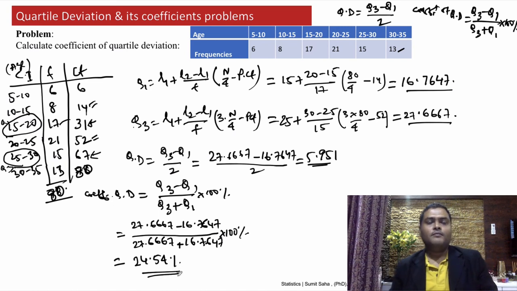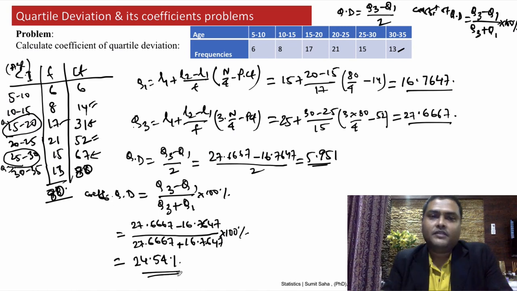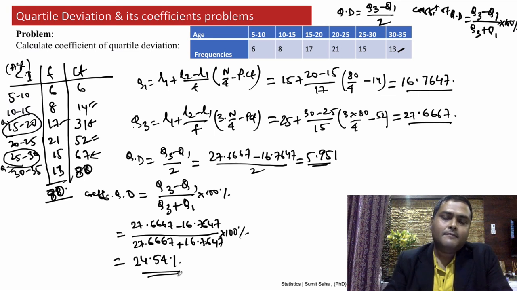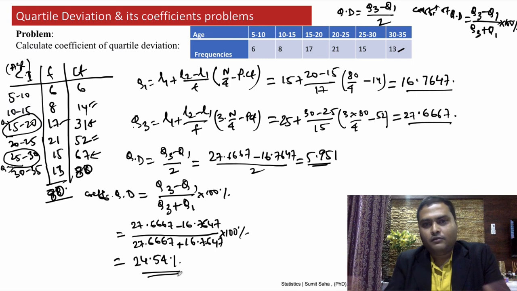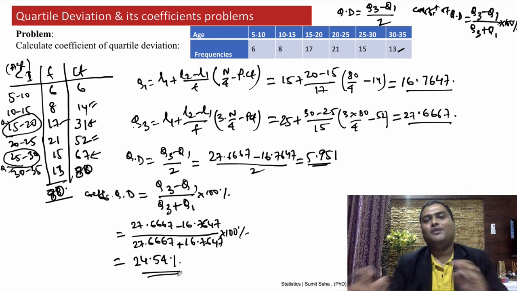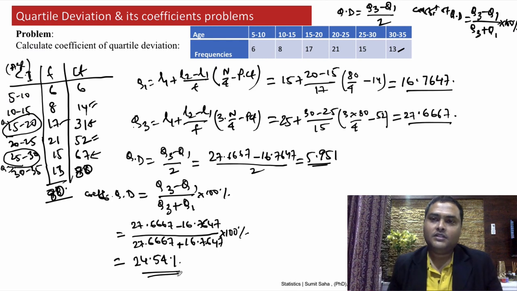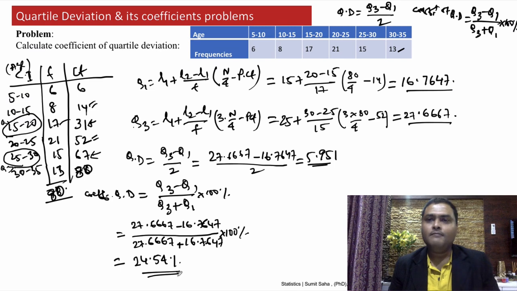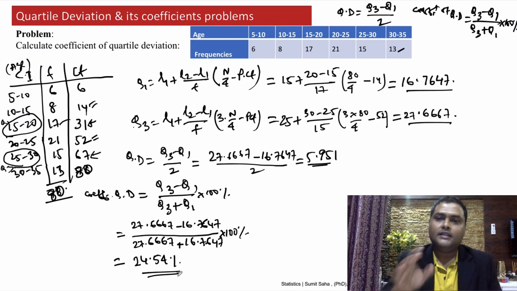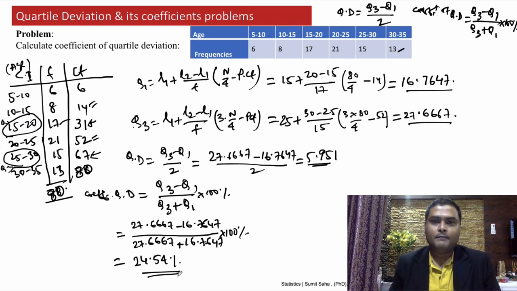So in short, if we have this kind of group frequency data or continuous class interval data, what we need to do is find out the quartile 1 and the quartile 3 value. That's it. The moment we have quartile 1 and quartile 3 values, we can use the formula of quartile deviation, which is nothing but (Q3 minus Q1) by 2, and we can find out the quartile deviation value. Here in this case it is 5.951.